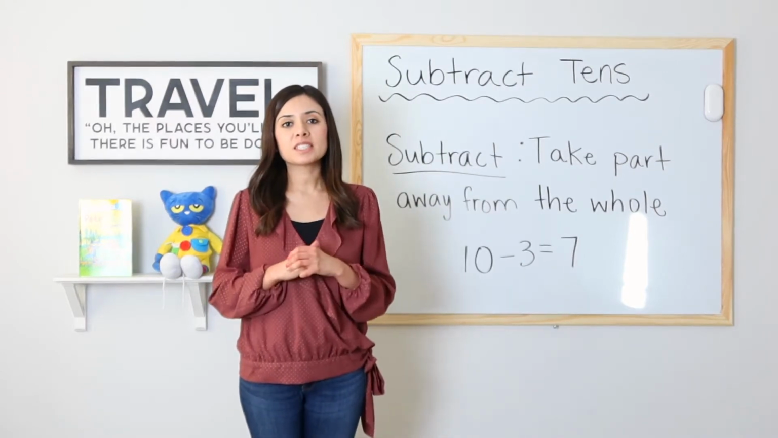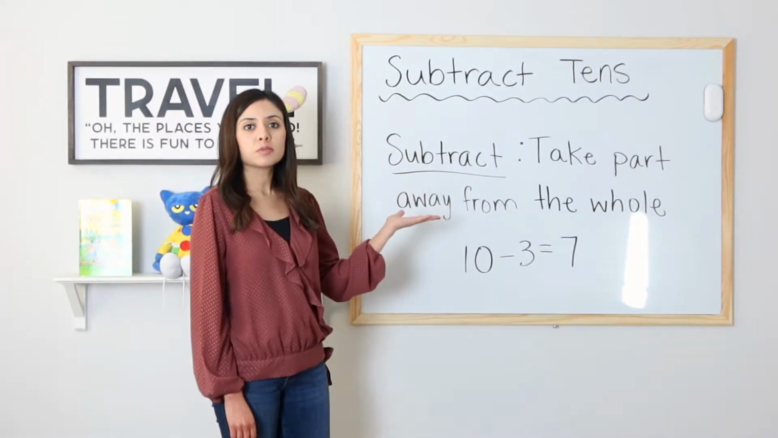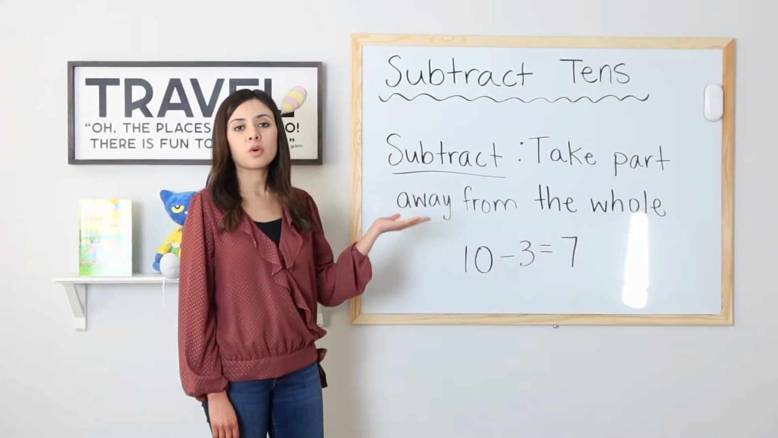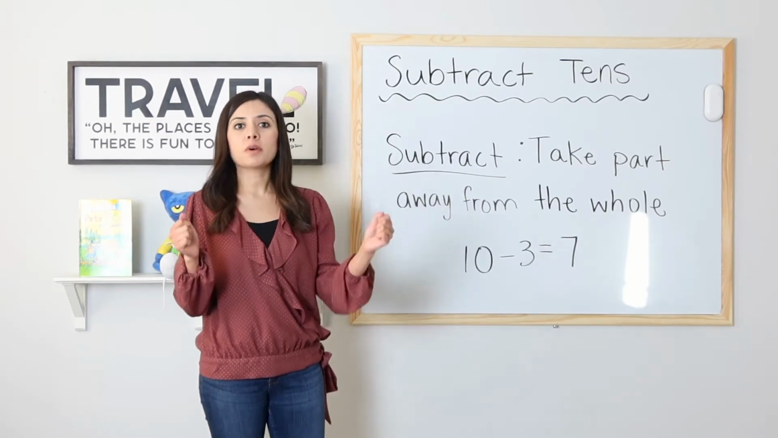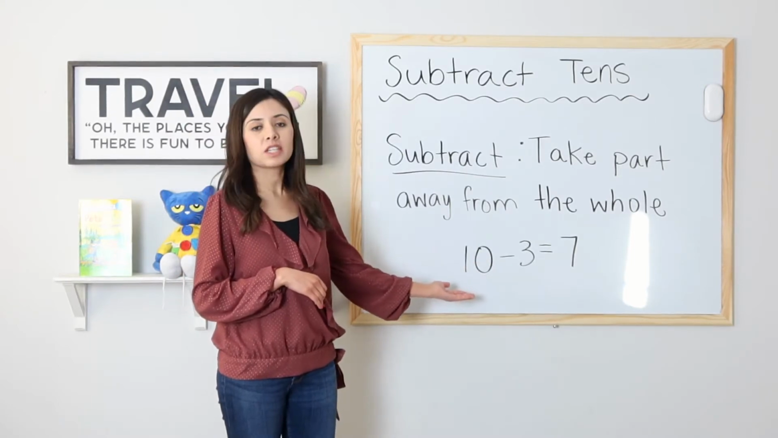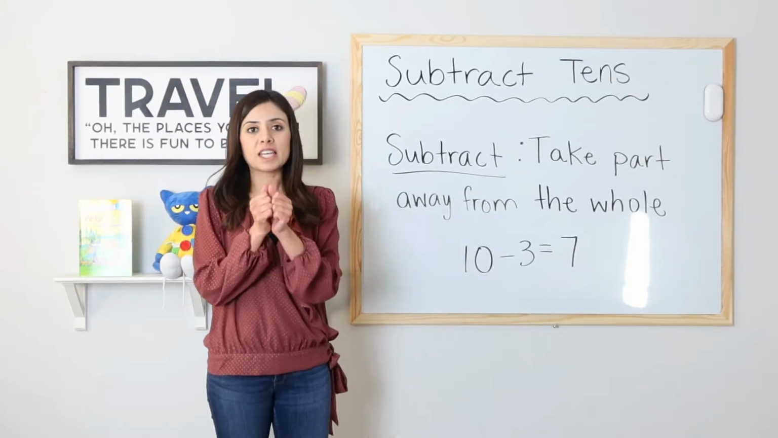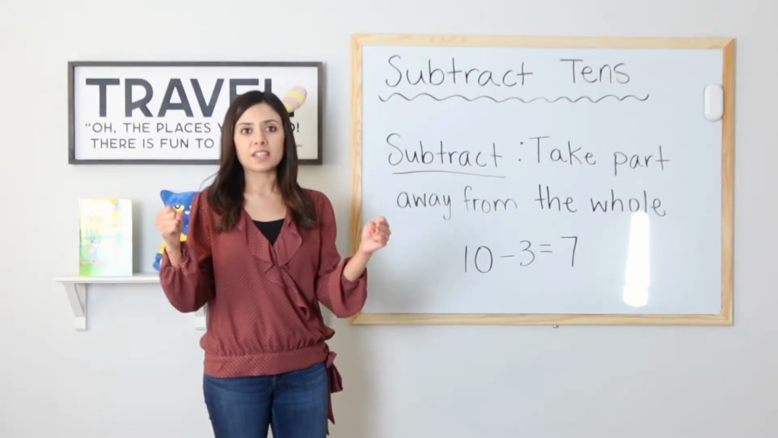Before we get into the lesson, let's go ahead and review what subtract means. Subtract is to take part away from the whole. So I have a whole and I separate it into parts. For example, here I have 10 minus 3 equals 7. I have 10 as a whole and I separate it into 3 and 7.